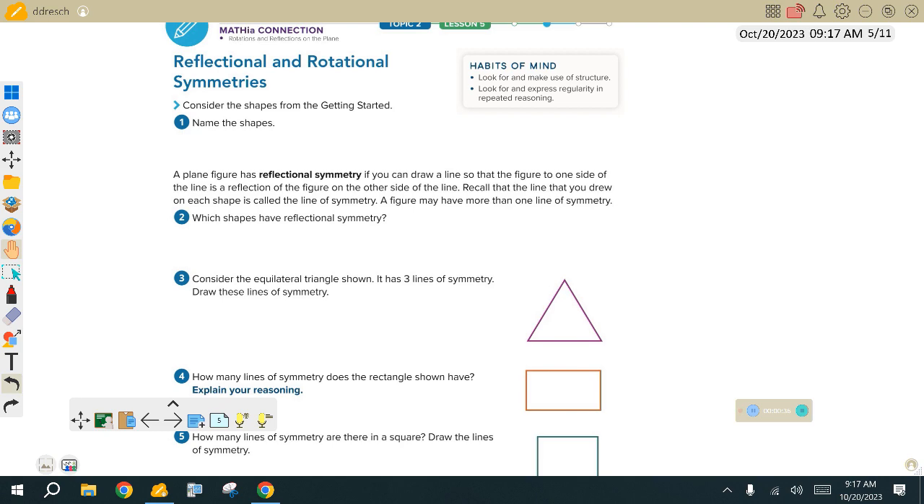So as we go through here today, we're going to take a look at reflectional and rotational symmetry and see if a particular shape has reflectional symmetry. Is there more than one line of reflection in that symmetry? And then we'll look at the rotational. Does it have rotational symmetry? I should back that up. There is just a small key on how we define rotational symmetry.